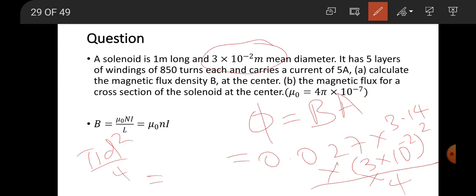Okay, we are going to get that the magnetic flux is 1.91 times 10 to the power minus 5. The unit is actually Tesla meter square. Okay, Tesla meter square. So you should know that, or just simply Weber, Wb.